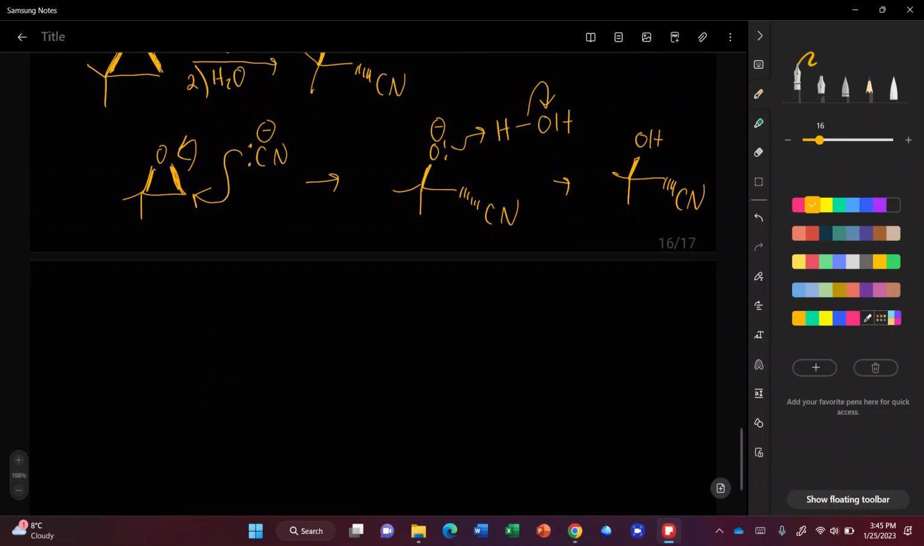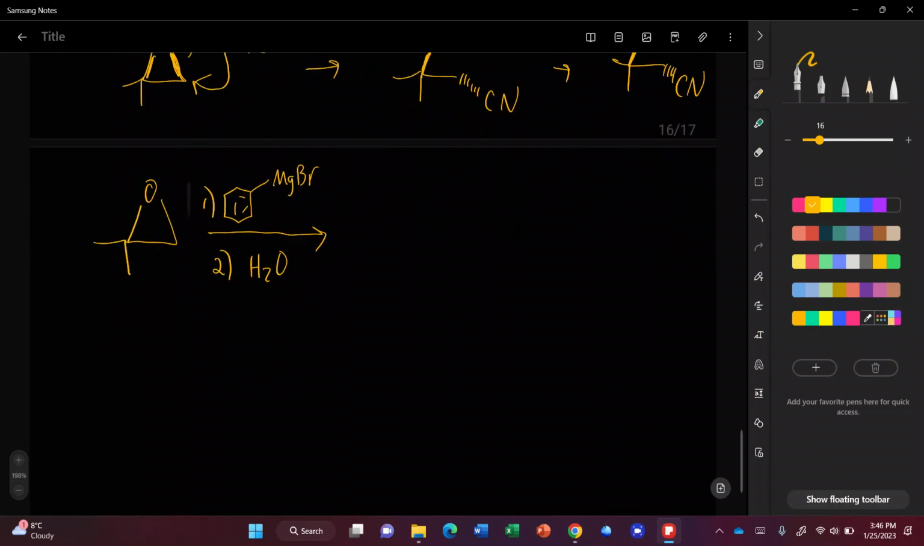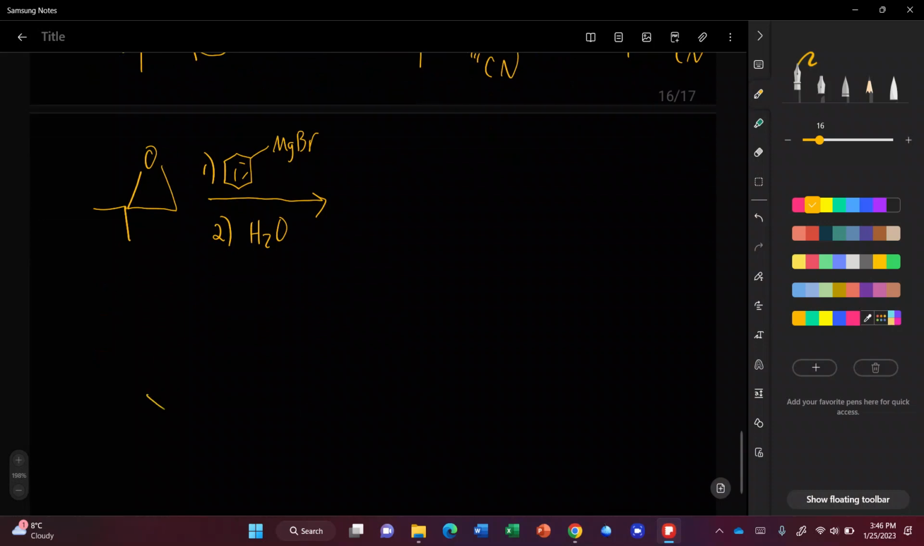There's a lot of nucleophiles that you can think about reacting with an epoxide in this way. If you don't want to use something like CN-, another really common anionic nucleophile that you can use is a Grignard. So let's say I want to react this with phenyl Grignard. So step 1, that. Step 2, water. So let's do this mechanism really quick.